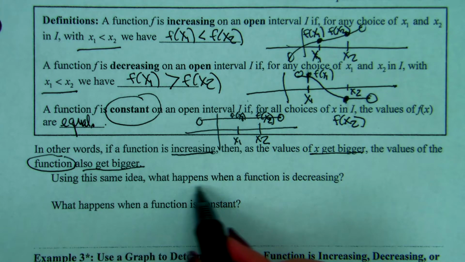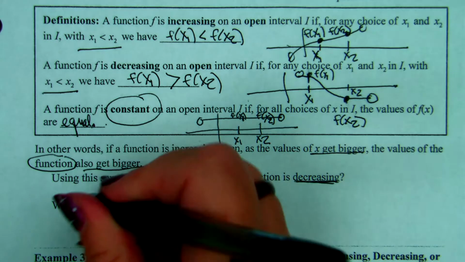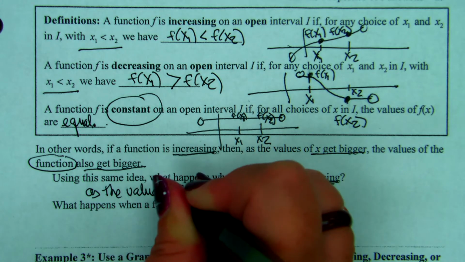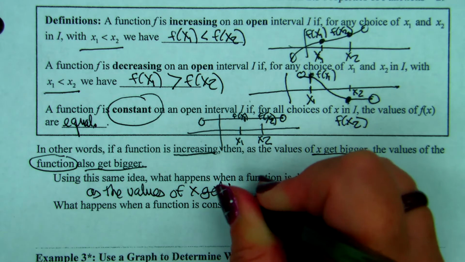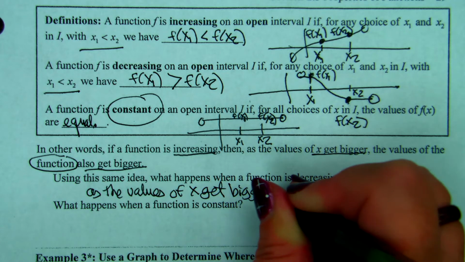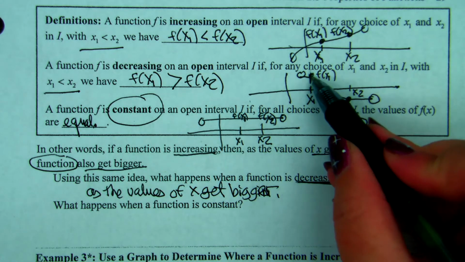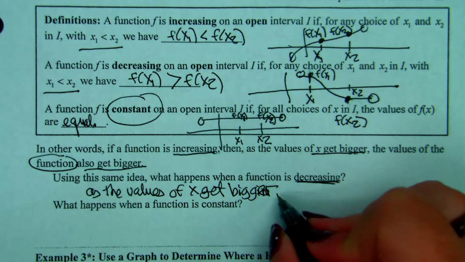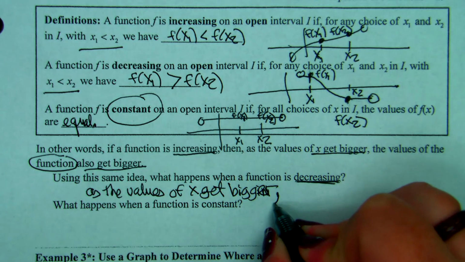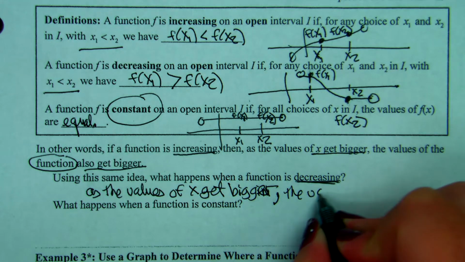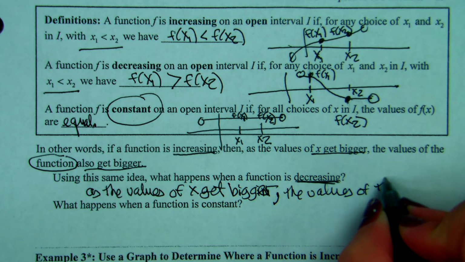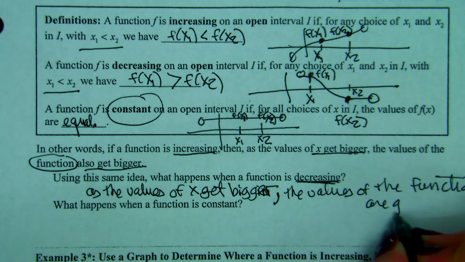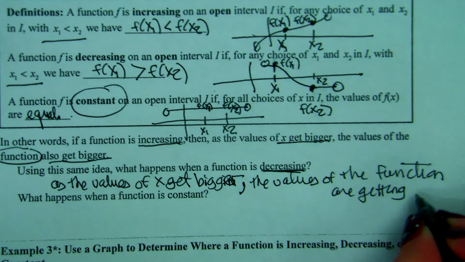Using the same idea, what happens when a function is decreasing? As the values of x get bigger, right here, x is getting bigger, what's happening to the y values? They're decreasing. It's going down the roller coaster. The values of the function, instead of getting bigger, are getting smaller.